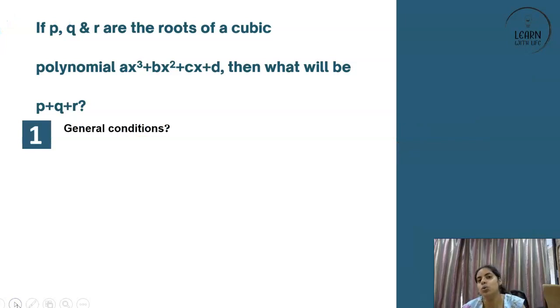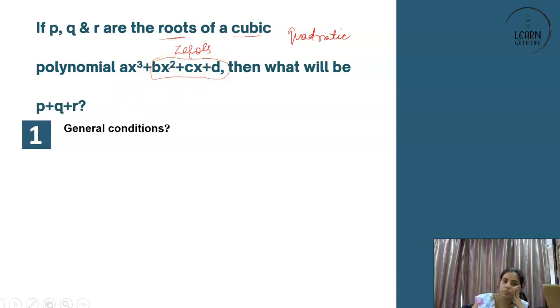Last but not the least, zeros of a polynomial. So what are zeros? Zeros are nothing but the roots or the solutions. We'll know more about it, but before that, let's see this question. If p, q, r are the roots, or the zeros, or the solutions of a cubic polynomial, we have directly come to cubic for you. So the difference between cubic and quadratic is what? Quadratic is only till here, the variable's highest power is just 2, not more than that. But in cubic, it is 3.